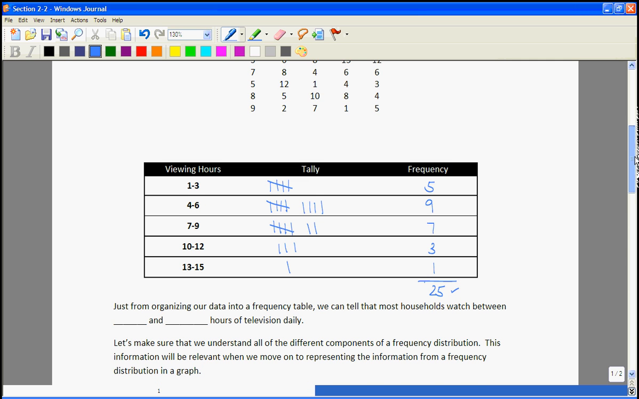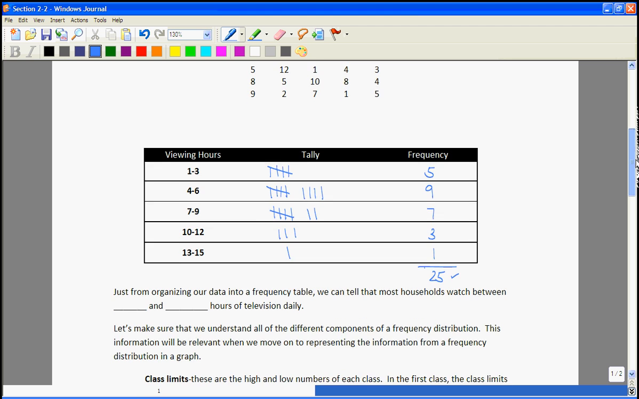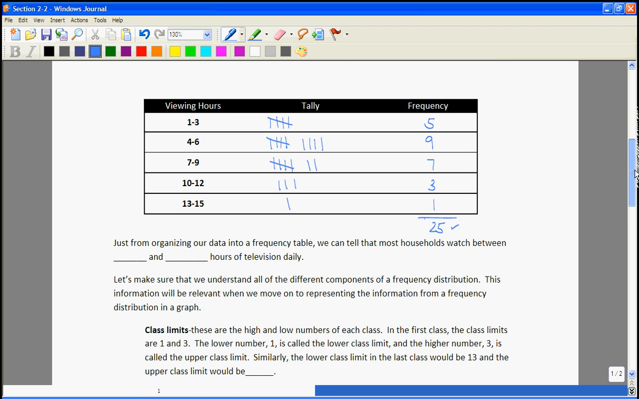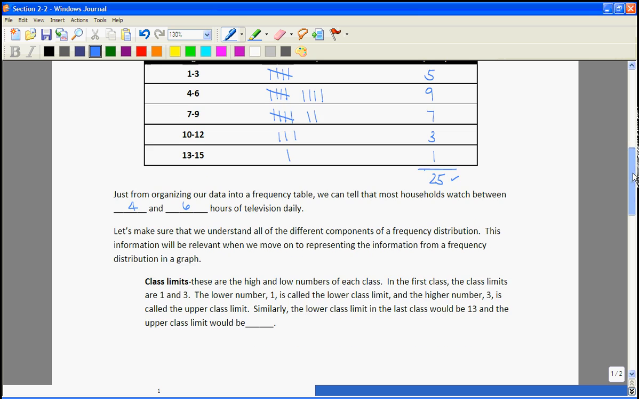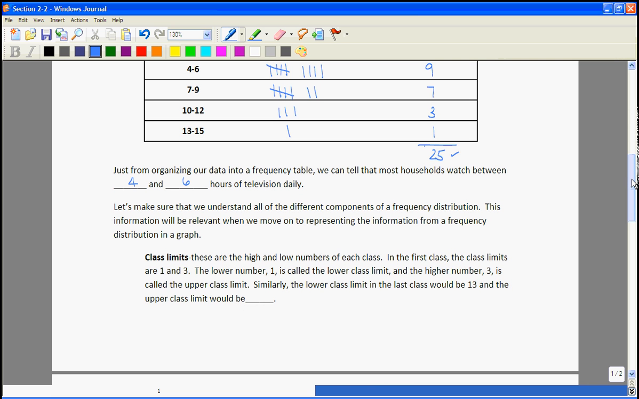So now that we've organized our data just from a bunch of numbers to a frequency table, we can already see a trend. We can tell that most households watch between 4 and 6 hours of television daily, just looking at how 9 data values fall in that class. Well, there are a couple of different components of a frequency table, so let's just make sure we understand them all. And we'll use this information a lot more when we take a frequency table and we put that information onto a graph. So the first thing, we've kind of talked about this already, are class limits.